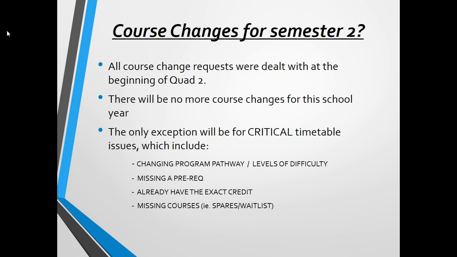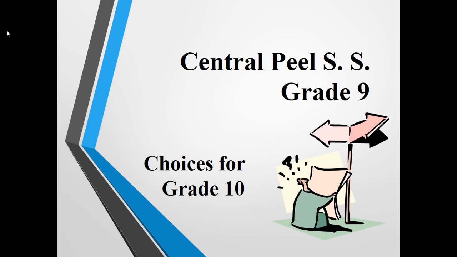That includes a changing of the program pathway or levels of difficulty. If you're missing a prerequisite for a course, you already have achieved the exact same credit that you're registered to take in semester 2, or you are missing a course. It looks like you have a spare, you know you're not supposed to have a spare, likely you're on a wait list, and we will be accommodating those changes.